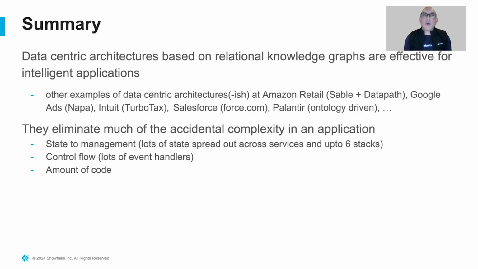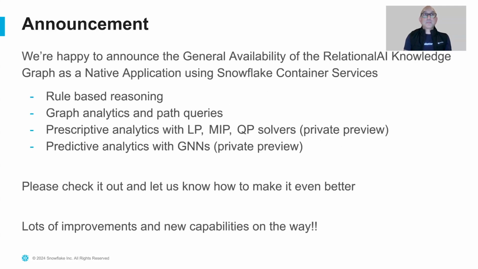Okay, and at their core, relational knowledge graphs eliminate much of the accidental complexity that you have to express in an application by minimizing state management. You don't have lots of services implemented across lots of stacks. Simplifying control flow: instead of having lots of event handlers, a lot of it becomes data flow. And then, of course, minimizing the amount of code.